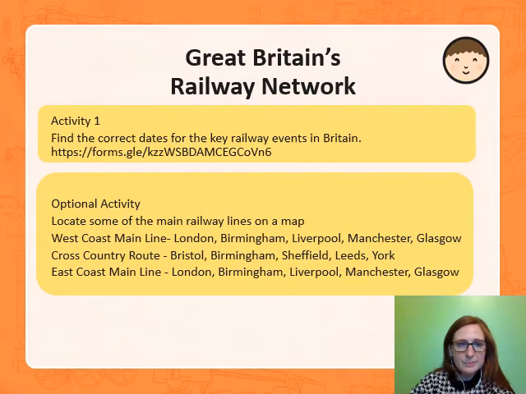So finally, here are your tasks. Activity 1, find the correct dates for the key railway events in Great Britain. Click onto your Google Forms, use the notes that you've made to match up those key events. And your optional activity that you may have done as we're going along, or you may choose to do now, is to locate some of the main railway lines on the map. Don't forget to submit your answers and tell us on Class Dojo once you've completed that.